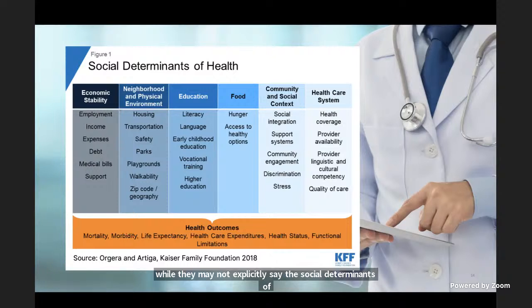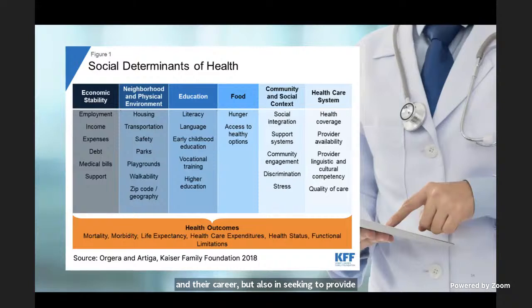And these factors include economic stability, right? Not only for the service member and their career, but also in seeking to provide accommodation and support for spouses and for partners. It's recognizing the cost of housing, transportation, the need for recreation and other outlets that promote well-being.